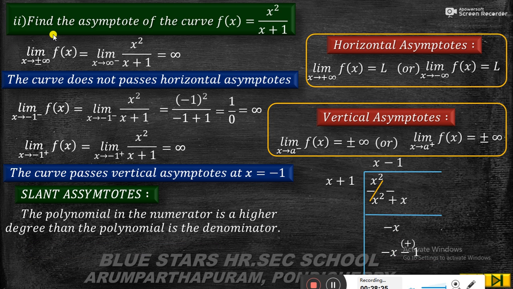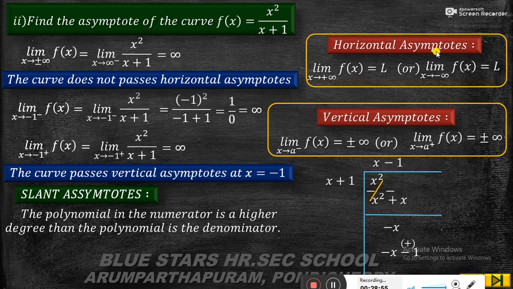Now the second one: find the asymptotes of the curve f of x equal to x square by x plus 1. Asymptote means vertical and horizontal asymptote. Now we will find that. So first, the given function is f of x equal to x square by x plus 1. Now these are the horizontal asymptote conditions. Horizontal asymptote: limit x tends to plus infinity f of x equal to L, limit x tends to minus infinity f of x equal to L. That means for plus infinity and minus infinity, the answer is L, the same answer.